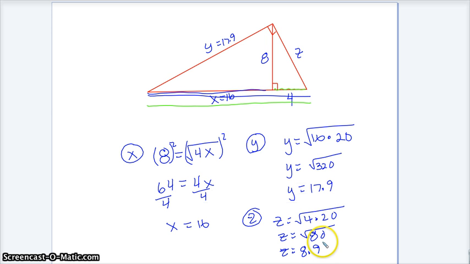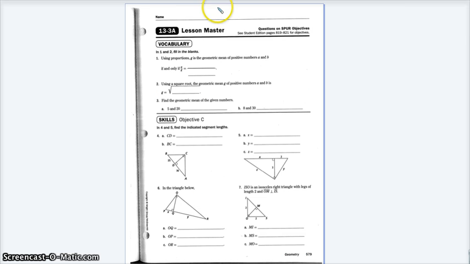All right, folks, now it's your turn. I want you to turn in your packets to 13.3a. And I want you to try questions 4 and 5. For each question, make sure you label your picture and then find all of the missing lengths. When you're ready, check your answer.